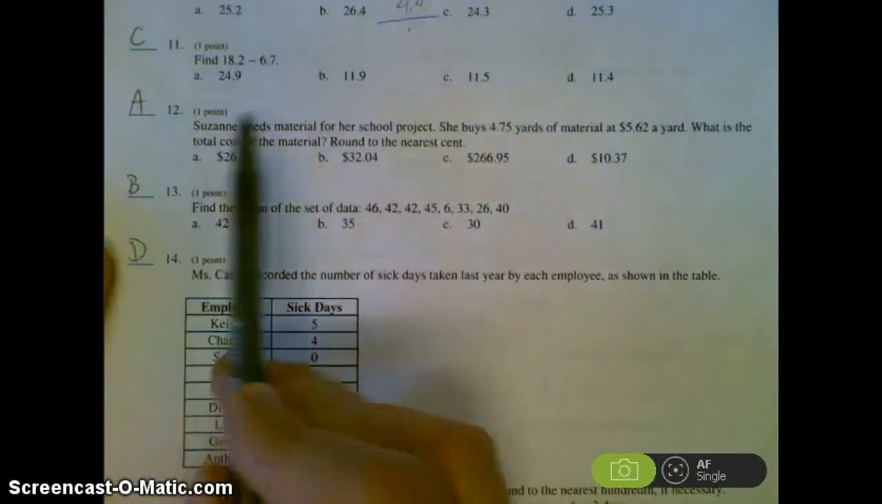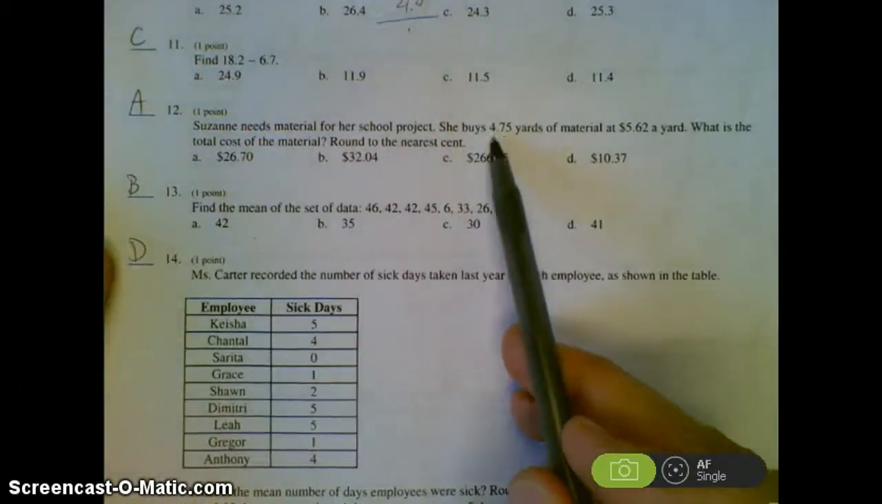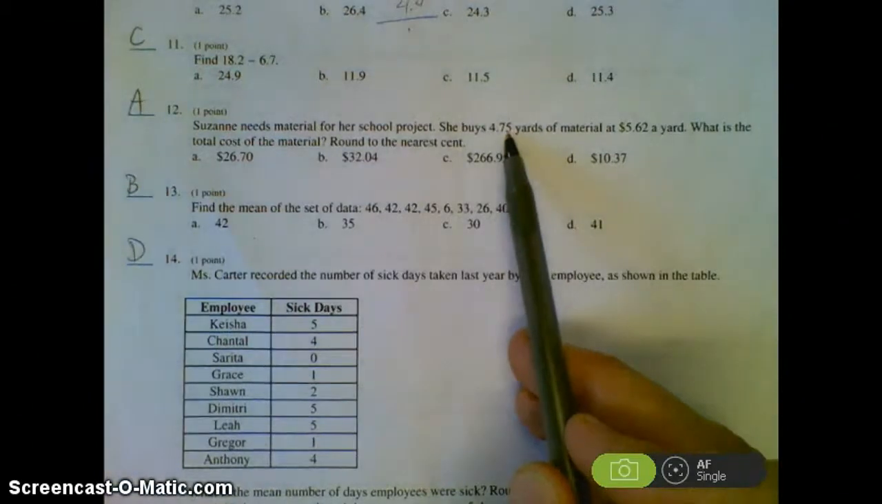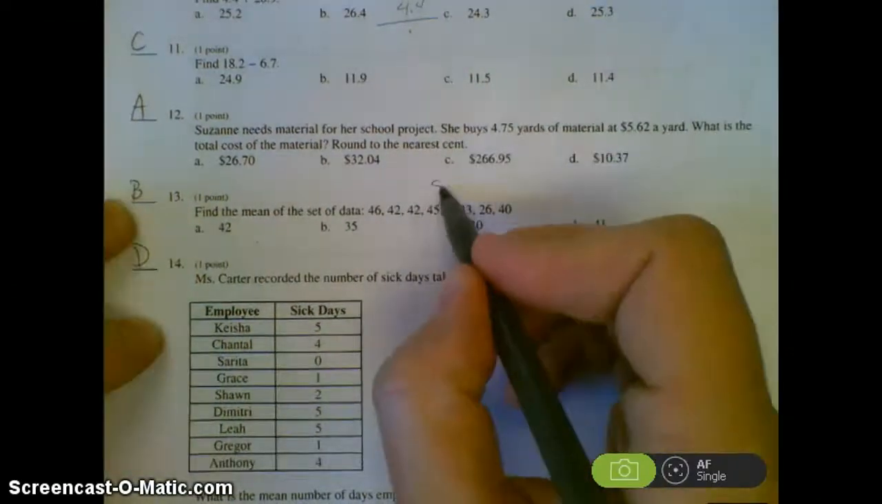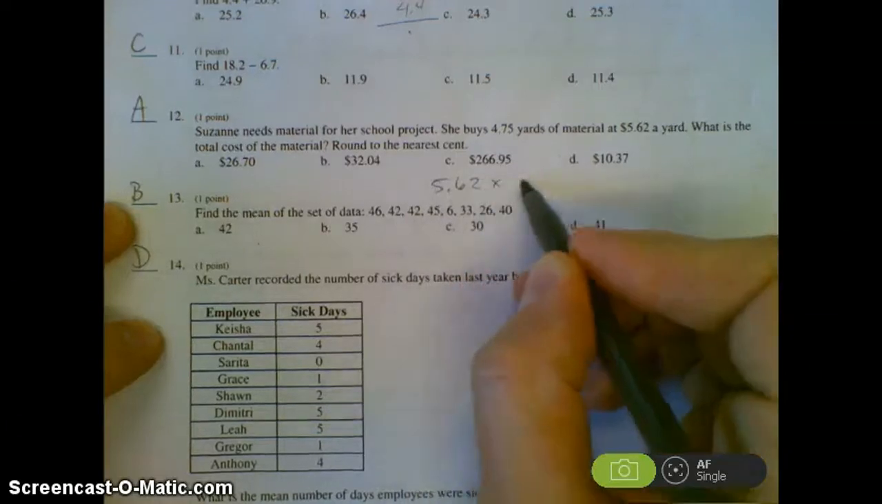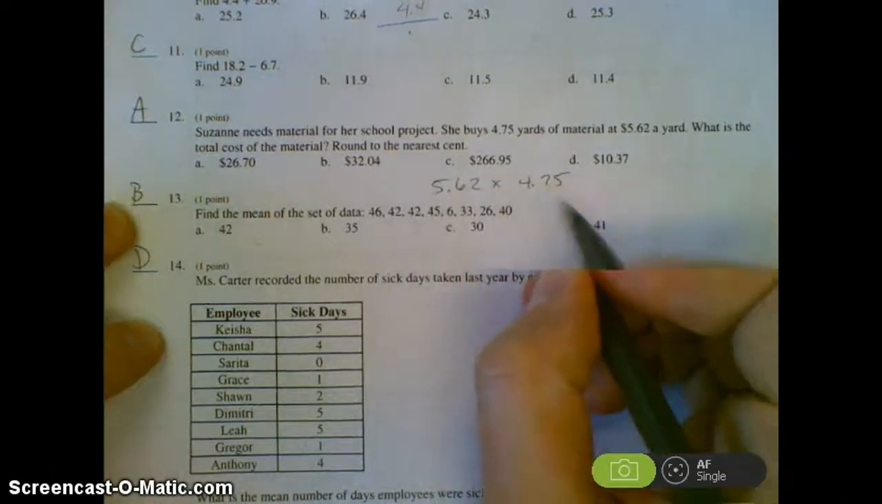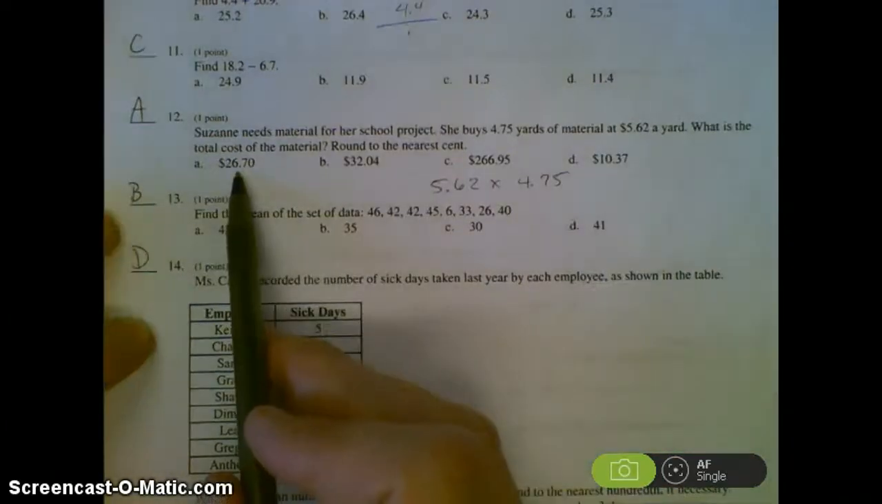The way to do this problem is multiplication. She wants to buy 4.75 yards. Every yard will cost her $5.62, so you needed to multiply 5.62 times 4.75. So your answer would be $26.70.